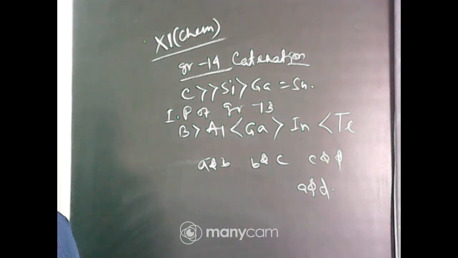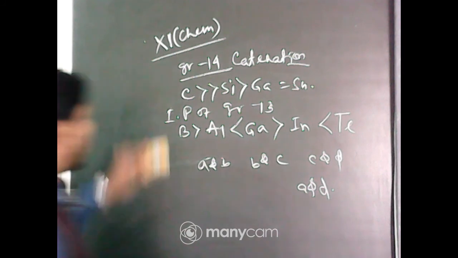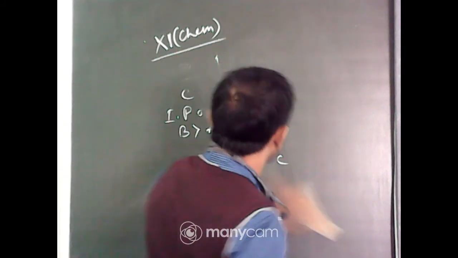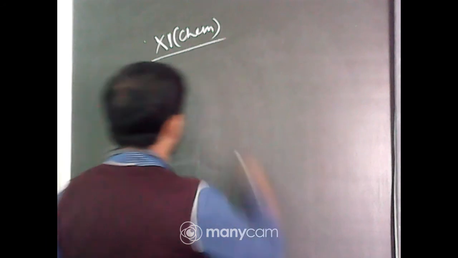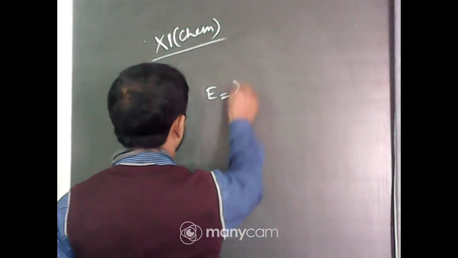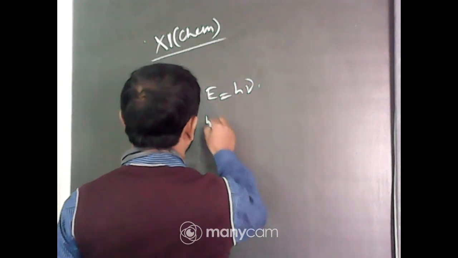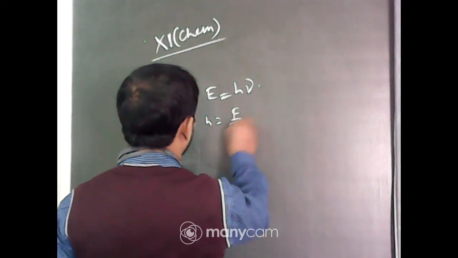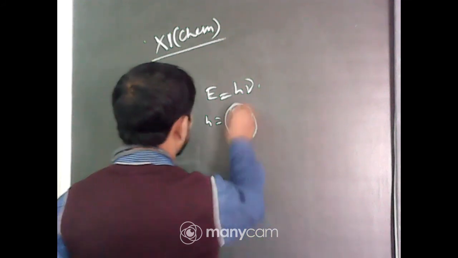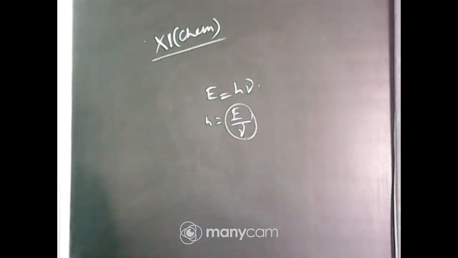Next one, what is the unit of Planck constant? The unit of Planck constant represents an energy term, equal to E by nu. So E is the energy, nu is the frequency. So it represents an energy term, that is, energy times time.